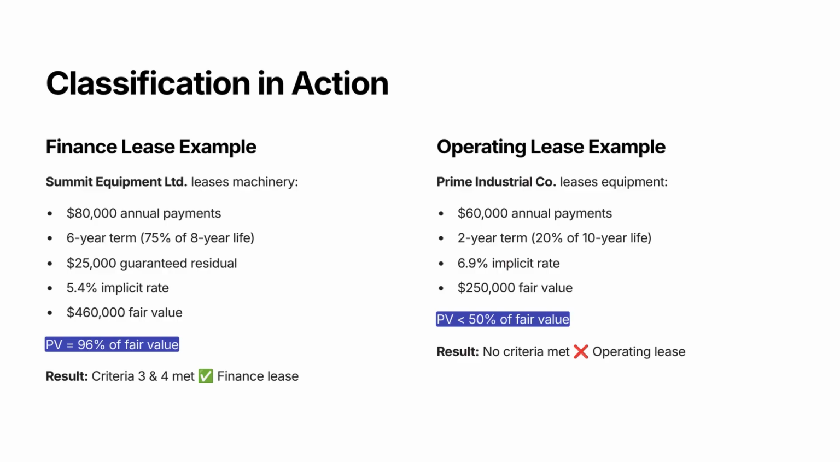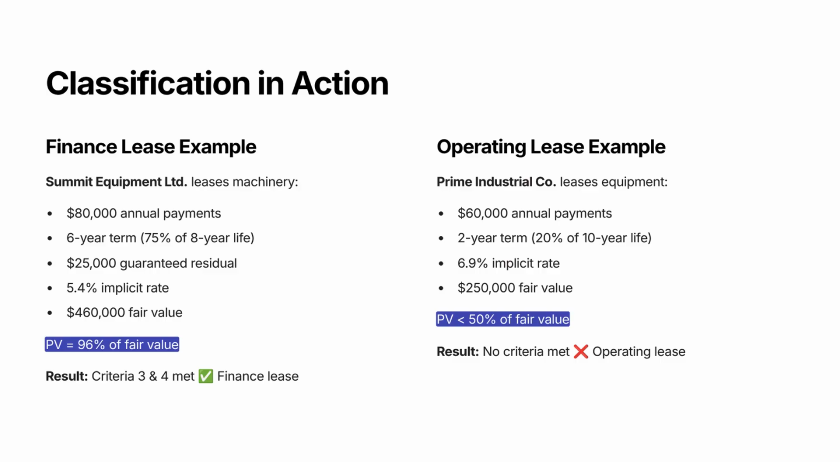Example 1, finance lease. On January 1st, Summit Equipment, an equipment manufacturer, leases machinery with annual payments of $80,000 due at the beginning of each year, a 6-year term, a guaranteed residual of $25,000, implicit interest rate of 5.4%, and a fair value of $460,000. The equipment's useful life is 8 years. Here's how Summit analyzes it. No title transfer, no BPO, but the lease term is 6 of 8 years. That's 75% of its life. The PV of lease payments is about 96% of the asset's fair value. Since criteria 3 and 4 are met, this is a finance lease.